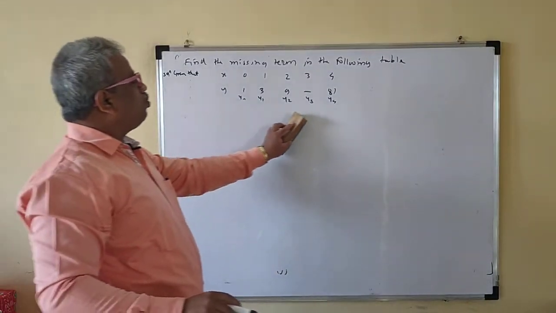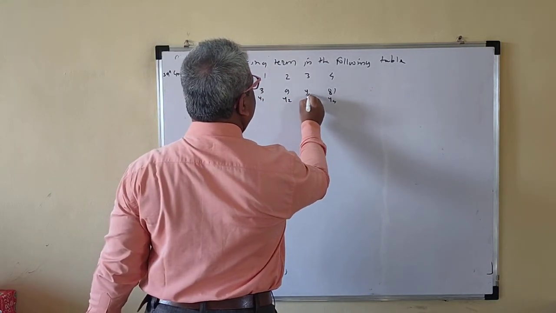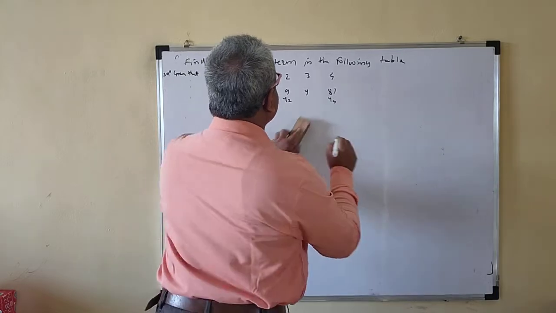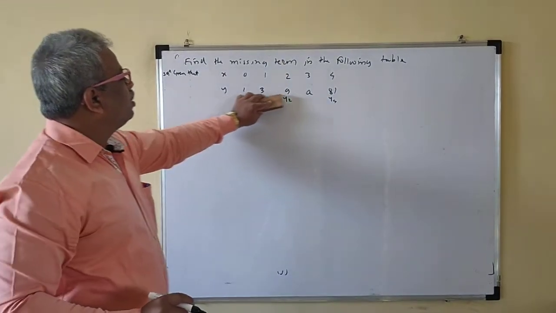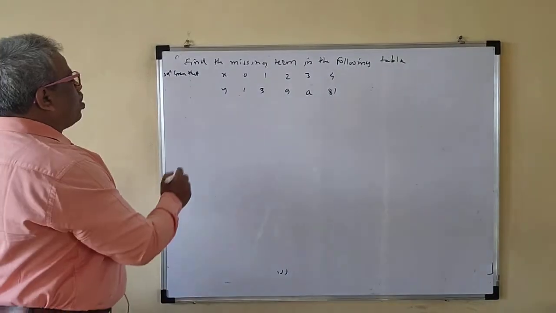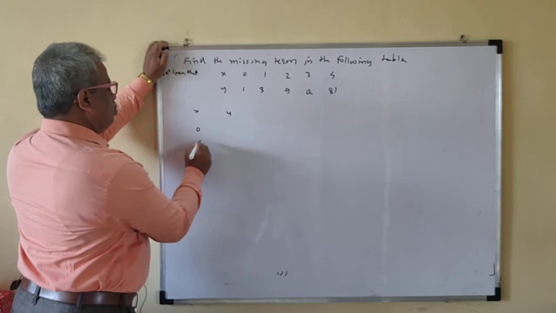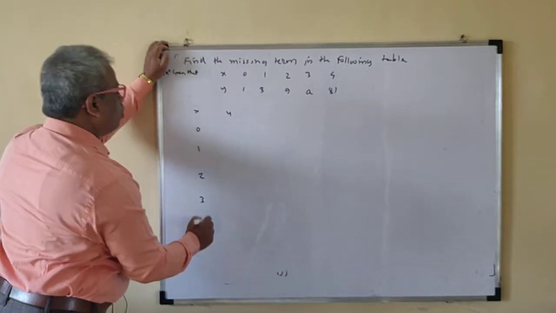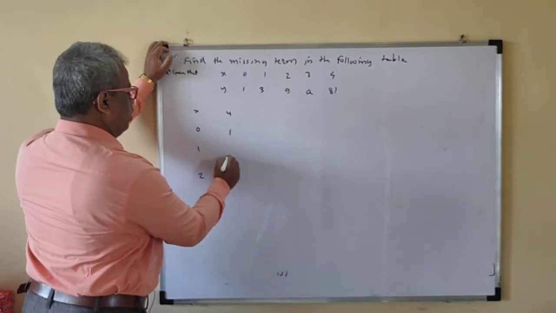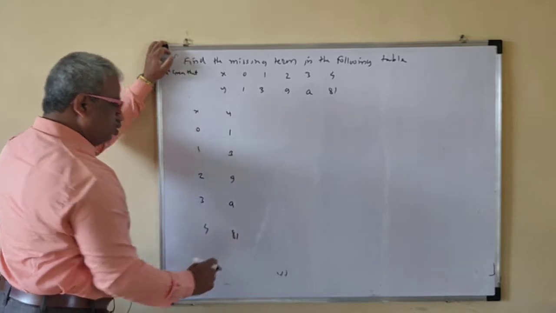If you want to construct the difference table, suppose this value is A. No need for y not and this one. So what we do for this one? We write x and y. So x is 0, 1, 2, 3, 4, and this y value is 1, 3, 9, A, 81.